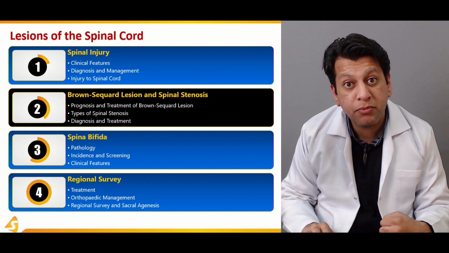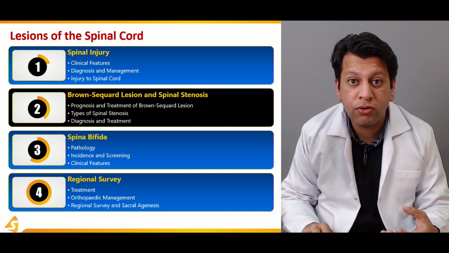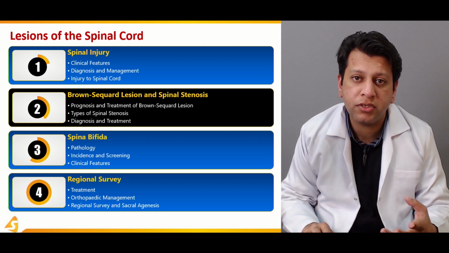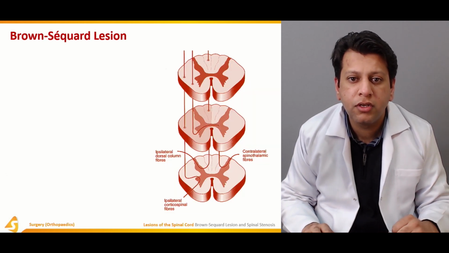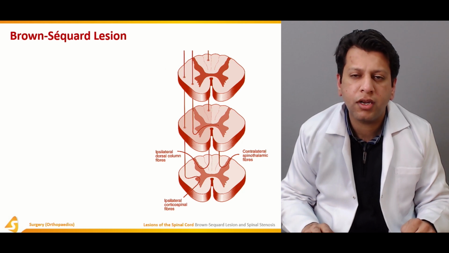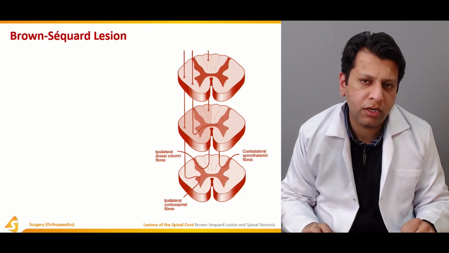What are the different types of spinal stenosis? How to diagnose spinal stenosis? What are the different treatment options in case of spinal stenosis? So what is Brown-Sequard lesion? Classically, it's called a hemisection of the spinal cord.